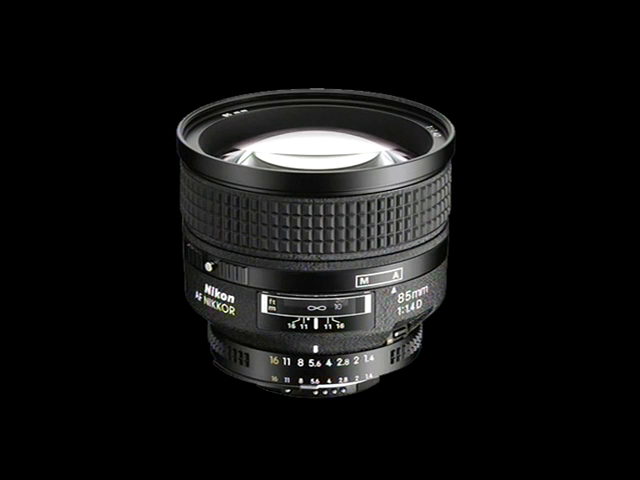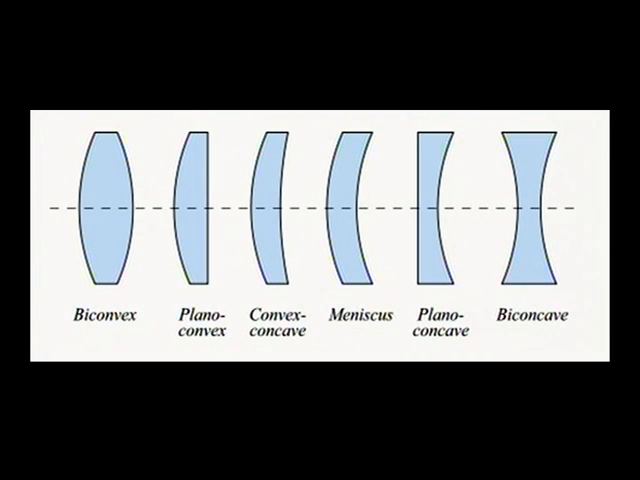Now I will be talking about the lens. Lens is an optical device made of transparent material bounded by two sides, one of which must be a part of a sphere. Now you know there are different kinds of lenses, like biconvex, plano-convex, convexo-concave, meniscus, plano-concave or biconcave.